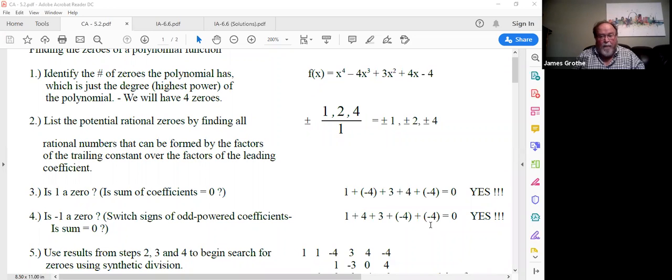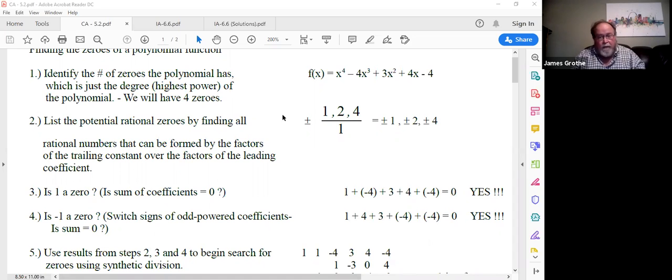That's a negative 4. So I'm going to take a positive 1, positive 4, a positive 3, a negative 4, and a negative 4. And they too add up to 0, which tells me that negative 1 is going to be a 0. So by these 2 quick tests, we already know that positive 1 will be a 0, and we know that negative 1 will be a 0.